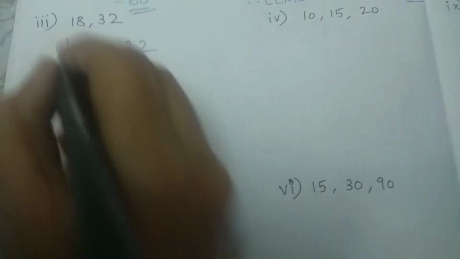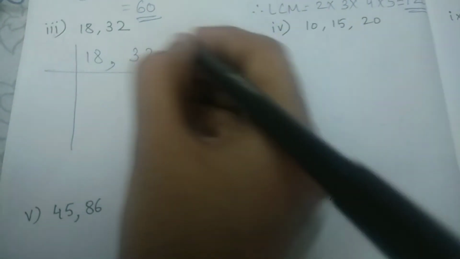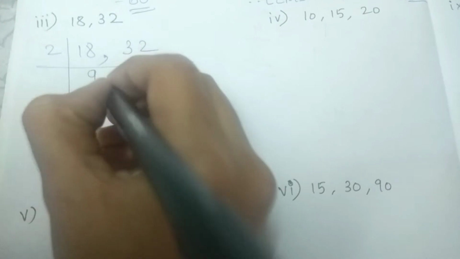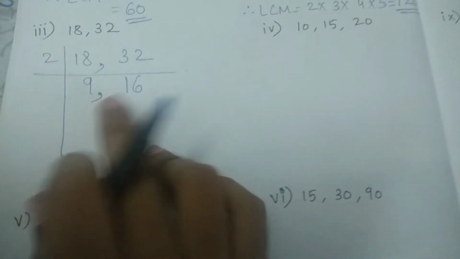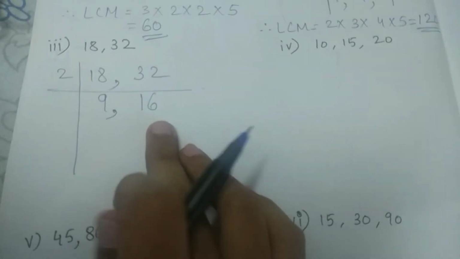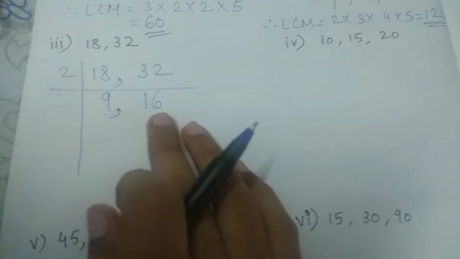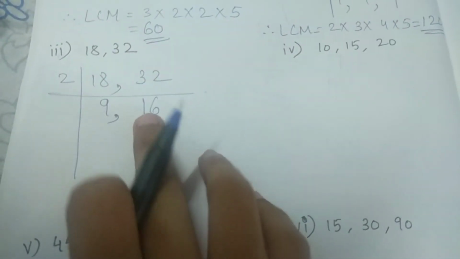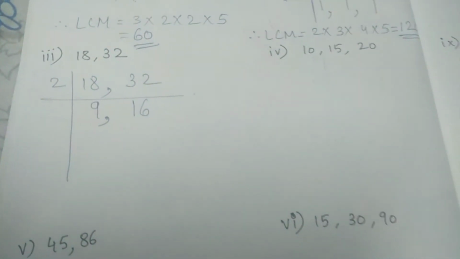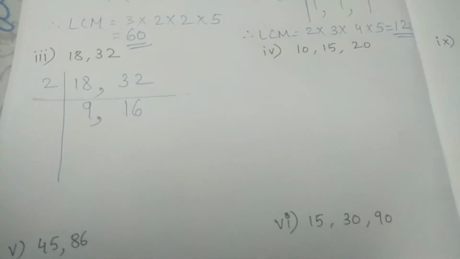Sum number 3: 18 and 32. Again, the common divisor is 2. So 2 9s are 18 and 2 16s are 32. Now 9 and 16 don't have any common divisor, but 9 is divisible by 3 and 16 is divisible by 2, 4 and 8. So let's divide.